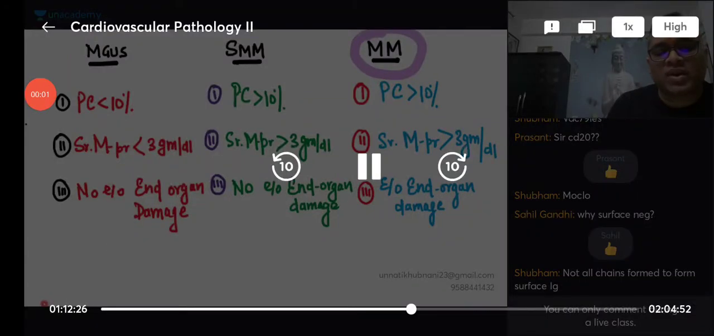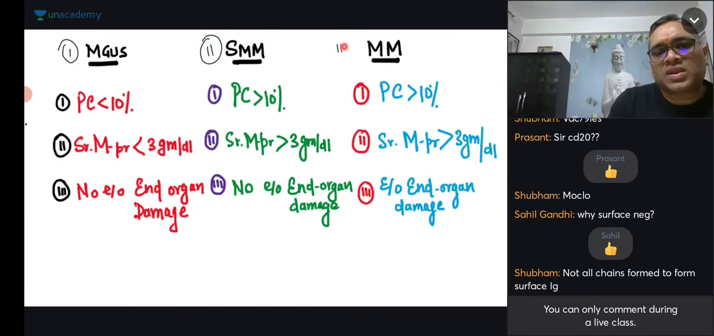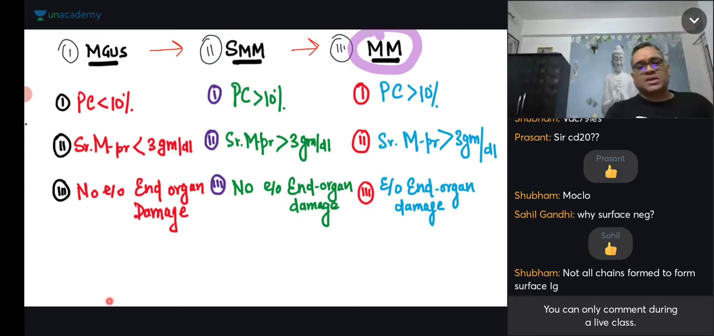Three important paraproteinemias which I wanted to tell you right now. 1, 2, 3. Clinical association: they are prone to transform. First, the patient will come with asymptomatic MGUS. Then they will convert into asymptomatic smoldering multiple myeloma, and after 15 to 20 years, they will convert into frank multiple myeloma. So that is why we should know all these things, right?